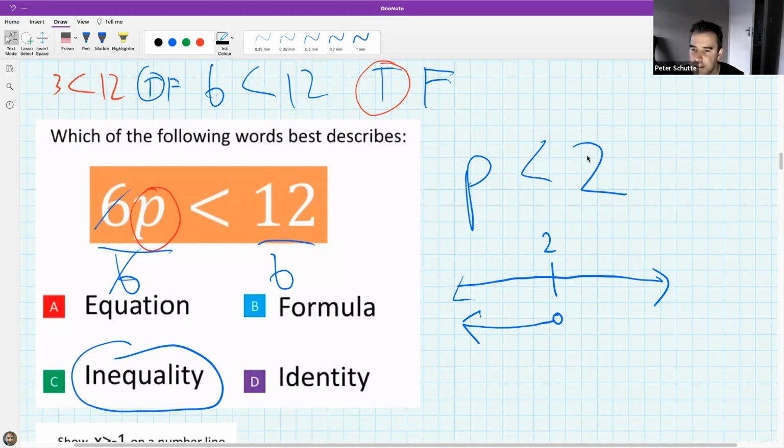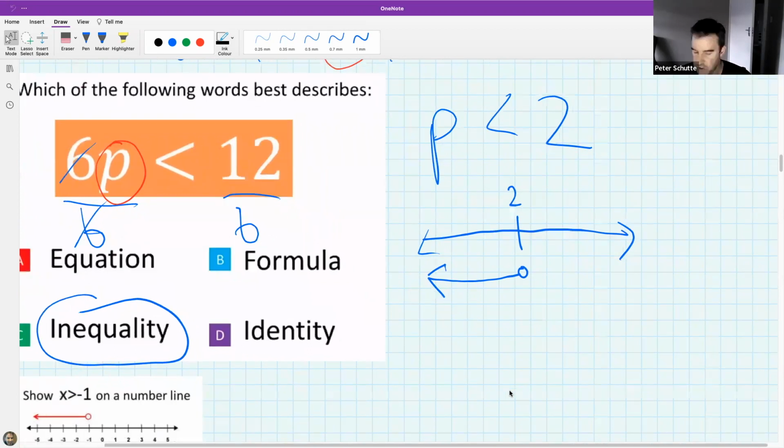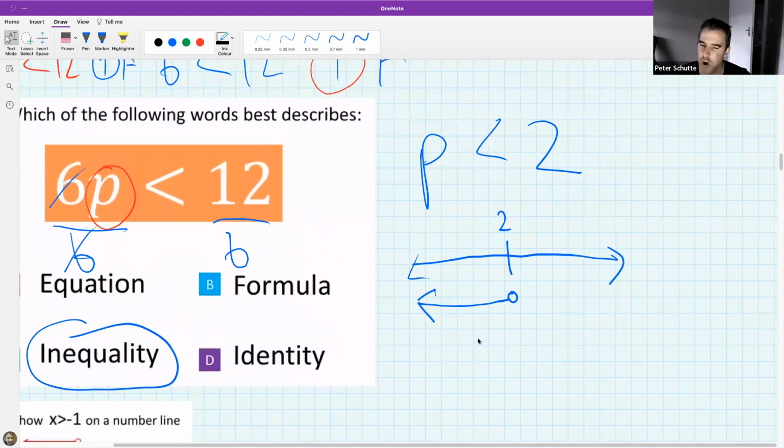Now, there's been a very good comment in the chat about switching signs. If you divide by a regular positive integer, you do not switch anything around. So in this situation, I didn't switch anything around. But if you divide by a negative, then you do need to switch the inequality sign around. So let me show you an example of this.